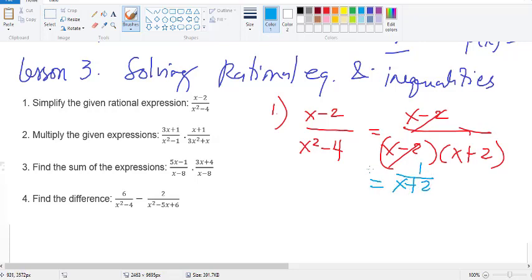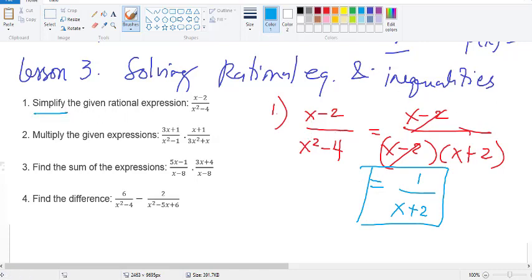Sorry, may 1 sa taas. May naiwan dapat na 1 sa taas. Sorry. 1 over x plus 2. That should be your final answer. That is the simplified form of this rational expression.